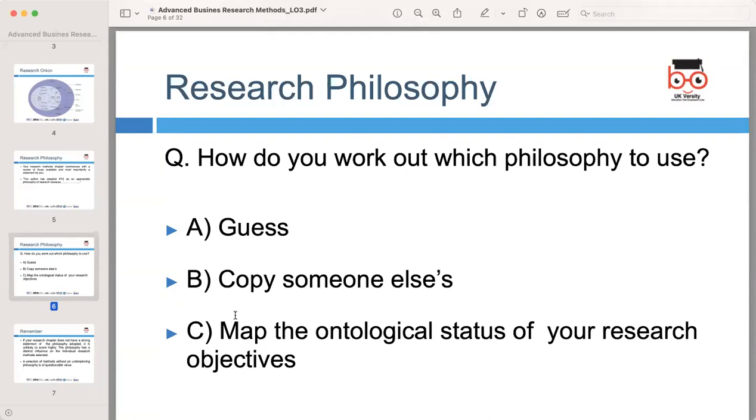Then C is map the ontological status of your research objectives. This involves mapping the ontological status of your research objectives. So now what does that mean in simple terms? It means taking a close look at the nature of your research goals and understanding how they relate to the fundamental nature of reality. So by mapping the ontological status of your research objectives, you are essentially trying to determine the underlying assumptions and beliefs that shape your research.